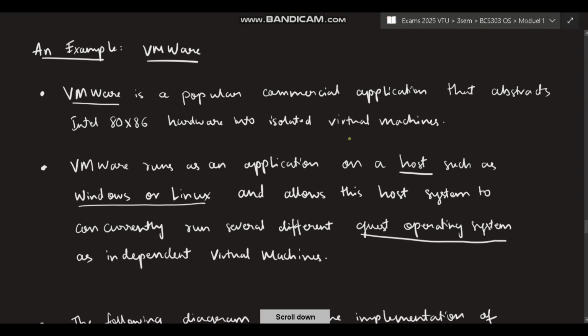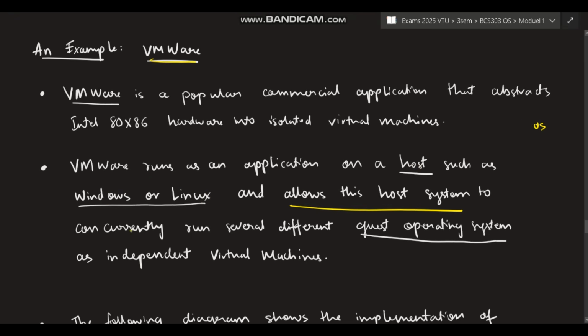Moving on, we also have an example related to the virtual machine, which is called VMware. This is also asked in the exam in previous year papers. VMware is a popular commercial application that abstracts Intel 80x86 hardware into isolated virtual machines. So this is abstracting this particular hardware. VMware runs as an application on a host such as Windows or Linux. So if you have a Windows system or a Linux system, you can install VMware and make your own virtual machine.